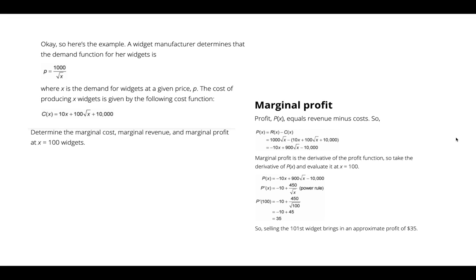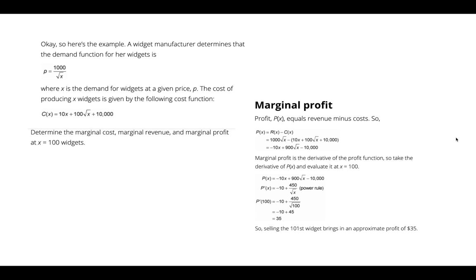Okay, marginal profit is going to be the first derivative of our profit function. Our profit function is going to be the revenue function minus the cost function. So we have 1,000 times square root of x minus, and remember you have to use parentheses here, our entire cost function. We combine terms and we get negative 10x plus 900 square root of x minus 10,000.